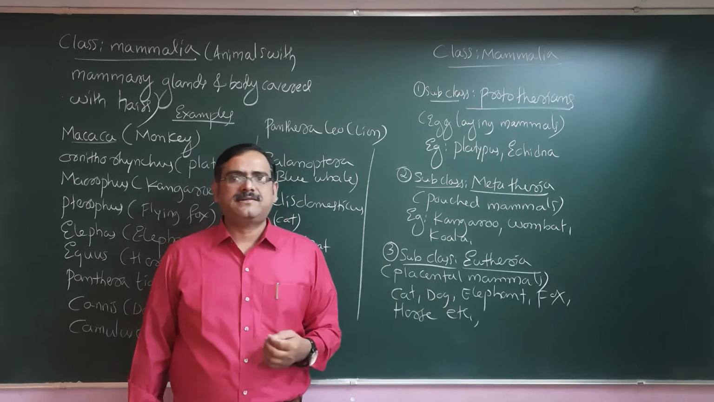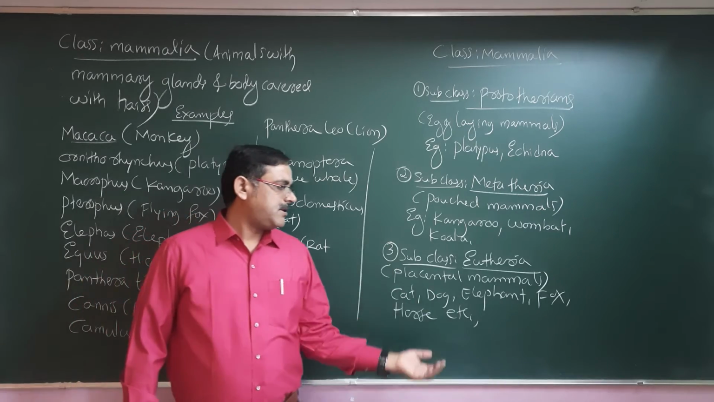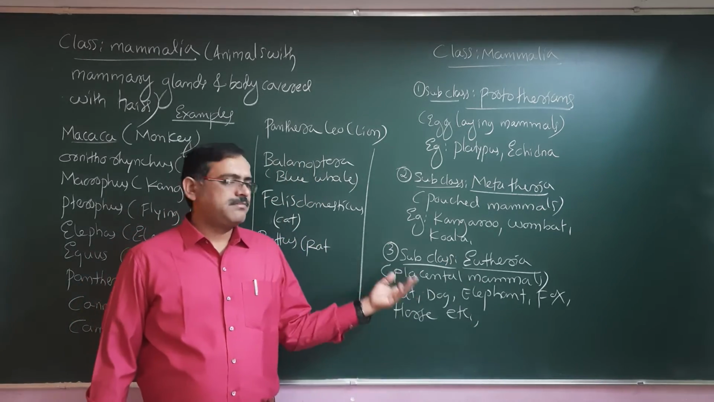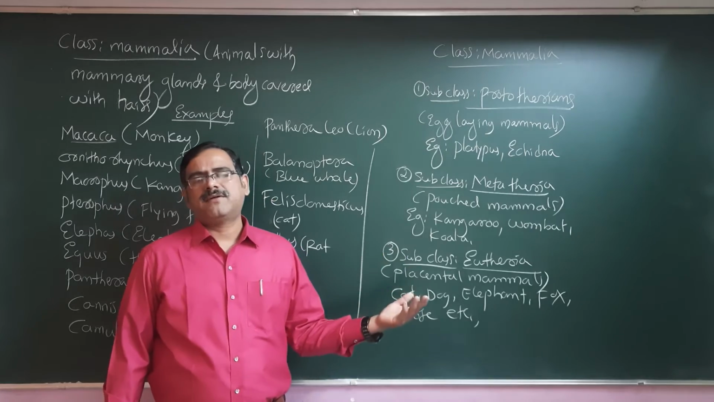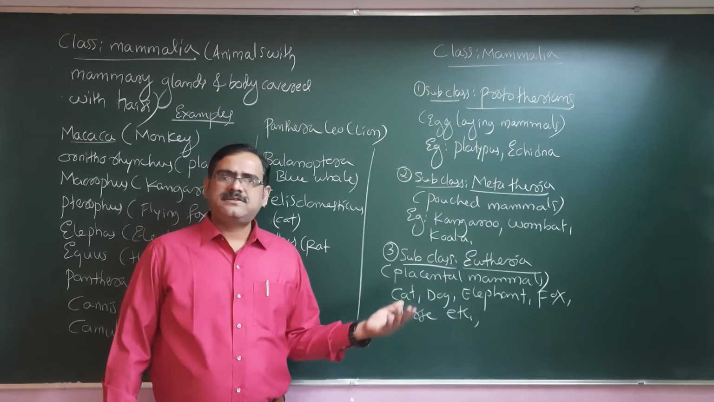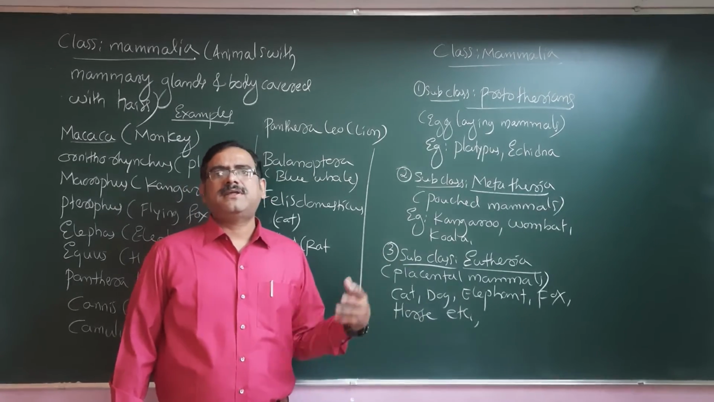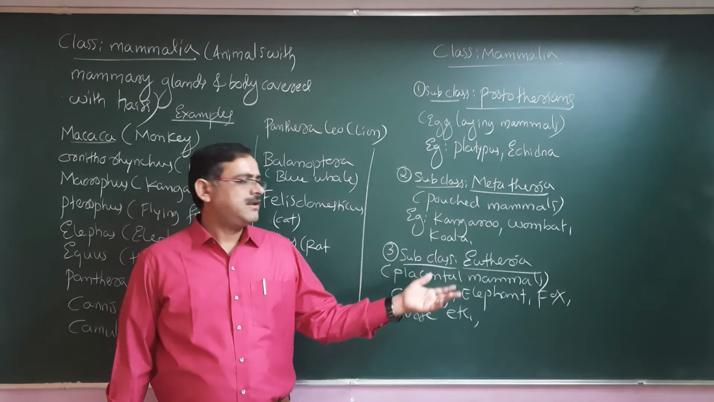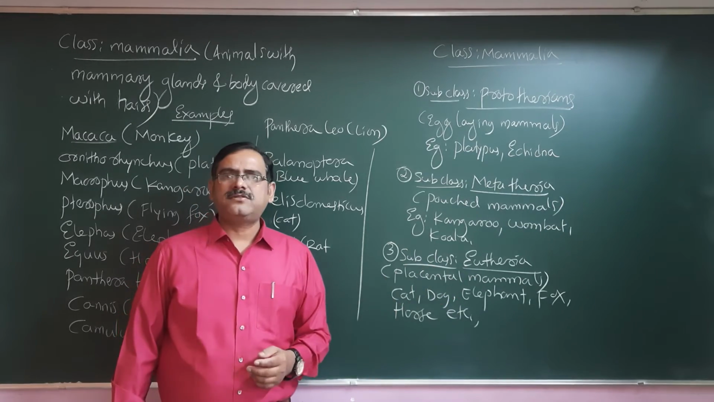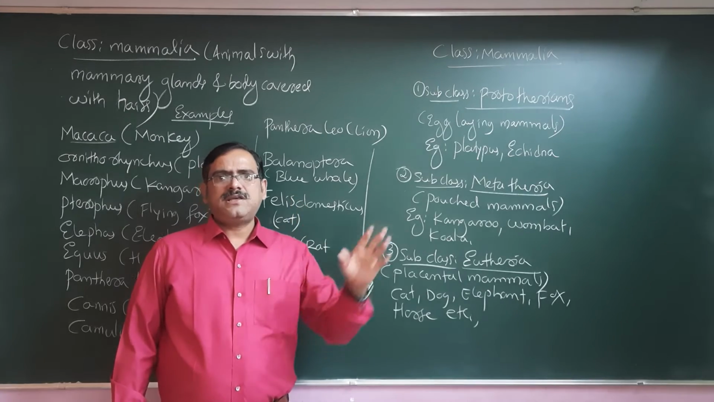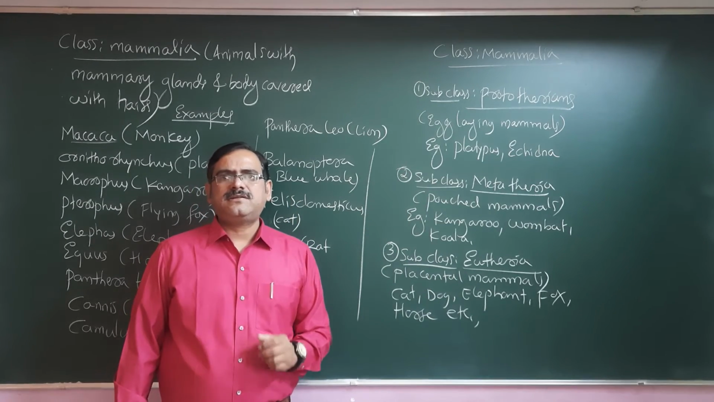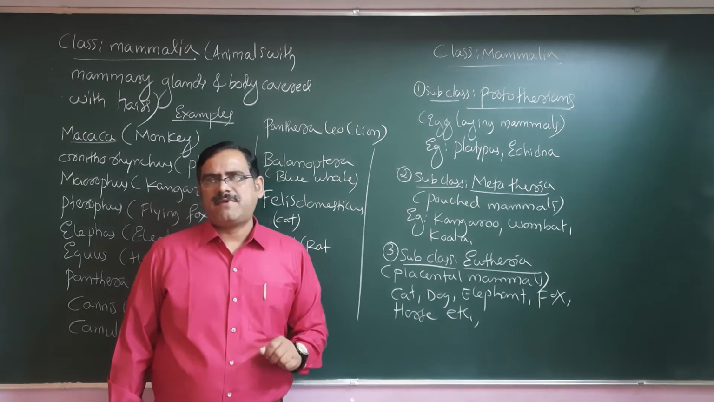Placental mammals, yes. It may be the cat, it may be the dog, it may be the elephant, it may be the fox, it may be the horse, it may be the cow, it may be the zebra, it may be the lion, it may be the cheetah, and many more. All of them come under subclass Eutheria. So these are the three important subclasses in which we find a variety of mammals.